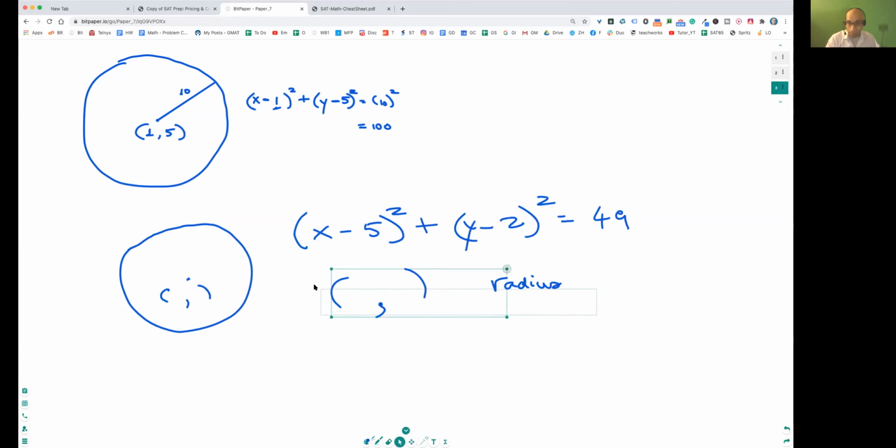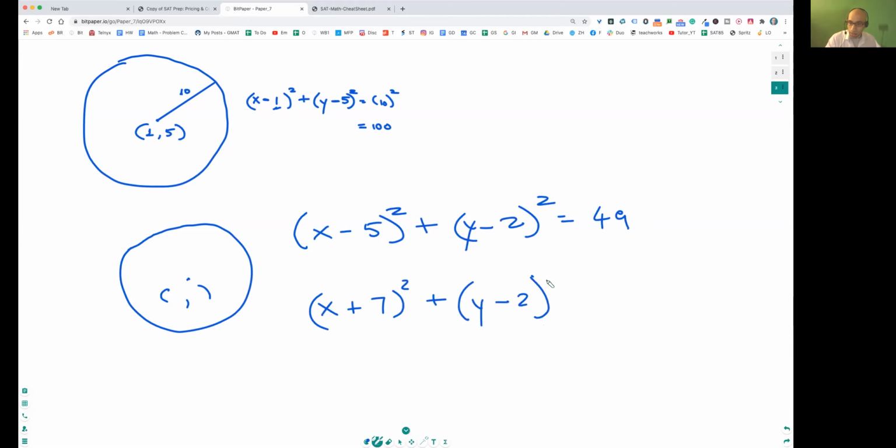Now the next piece: x minus 5 squared plus y minus 2 squared is 49. Now the next question for you. What is the radius for x plus 7 squared plus y minus 2 squared is equal to 4? What's the center? What are the coordinates of these? Remember, there's a plus here, there's not a minus here. So what can you do? What's a special thing about this? And tell me the radius of this as well.